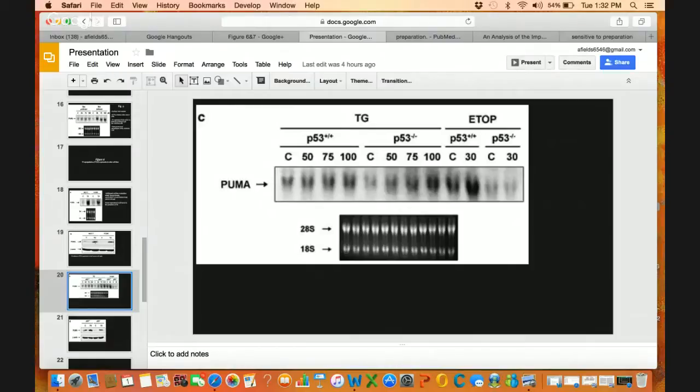And in figure C, they tried to apply etoposide, which is known to upregulate PUMA expression in a P53 dependent manner. And you can clearly see here, PUMA expression was only seen in the wild type, but not in the null P53. So this is an indicator that TG has specificity when upregulating PUMA.